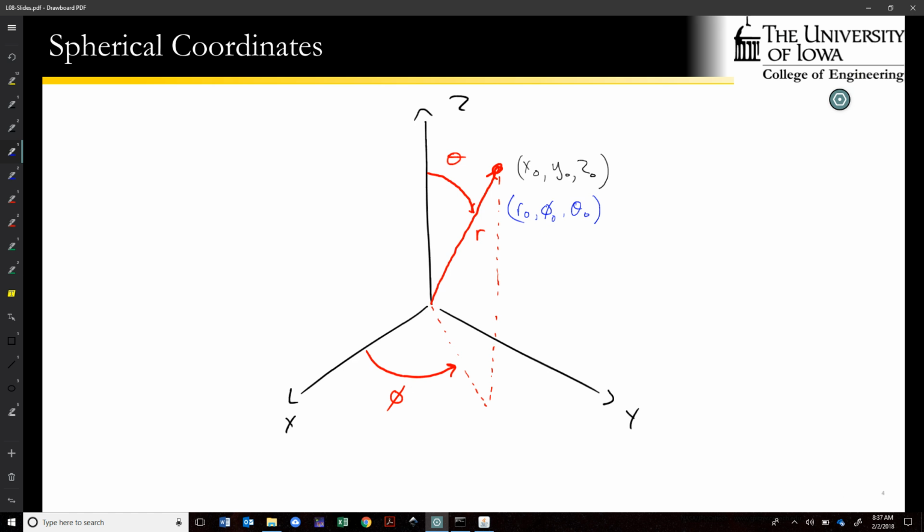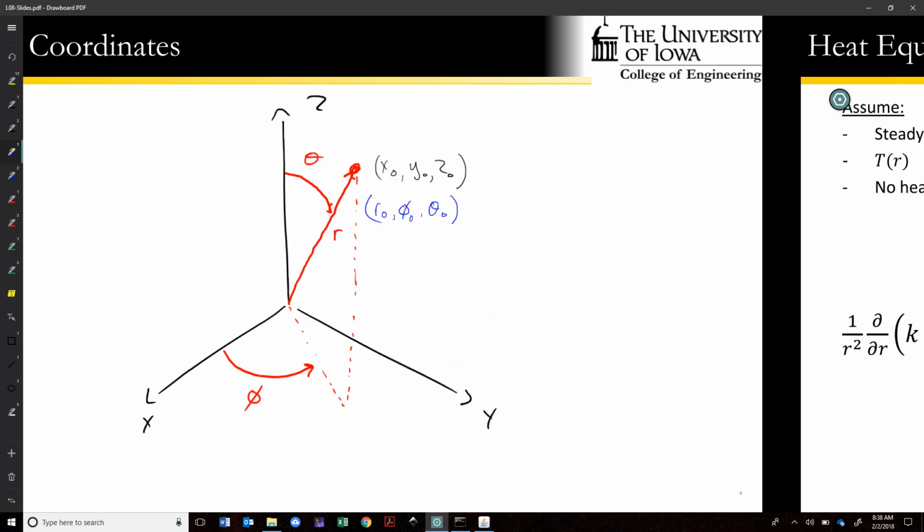So there are transformations between the two coordinate systems. Those are to be found in any dynamics book, any kinematics book. But the idea is, when you're working in this coordinate system, our derivatives are a little bit different. There's typically an extra 1 over r, or 1 over r squared, and the reason for that is dimensional homogeneity.